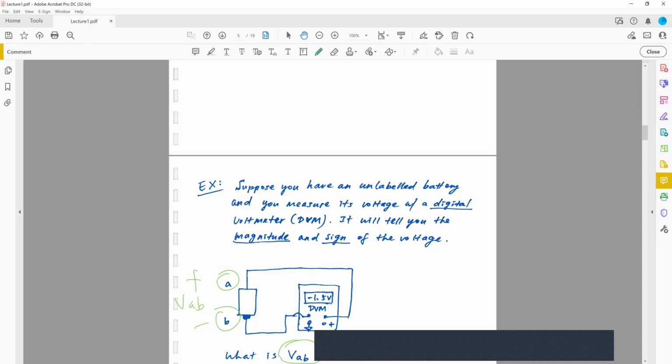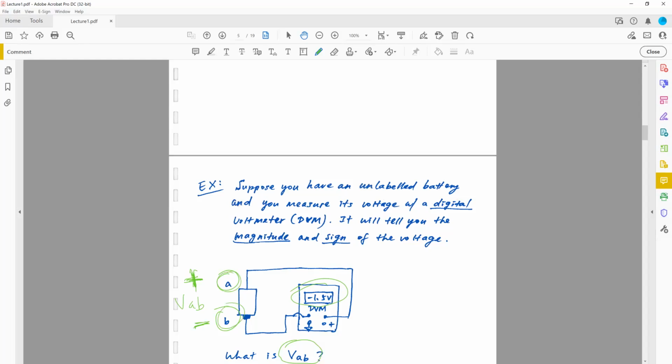Based on this reading on the DBM, I'm seeing minus 1.5 volts. When I ask what is VAB, I expect the voltage to be specified this way, plus associated with A, minus associated with B, right? Because from earlier, we know that VAB is equal to VA minus VB, whatever the voltage at node A minus the voltage at node B. That's what VAB means. But based on this reading on the DBM, I see minus 1.5 volts.